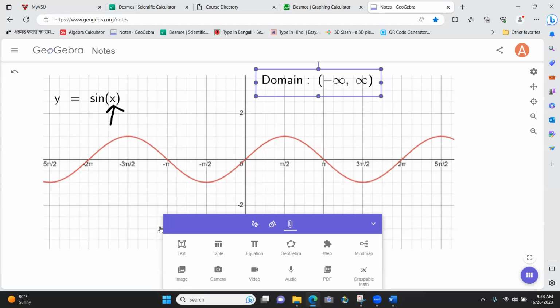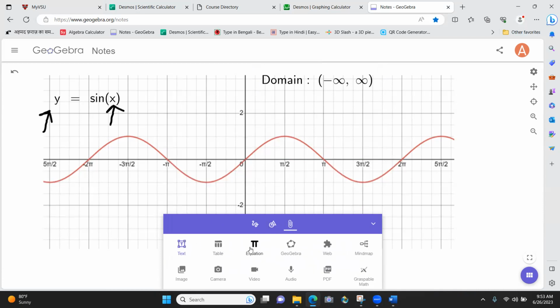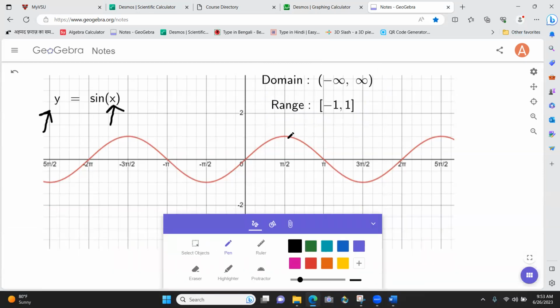But the range is the output value. The range is very limited. The range of this function is only between -1 and +1. That's the range because this curve never goes above 1, never goes below -1. So the domain of the sine function is negative infinity to positive infinity, and the range is -1 to +1.